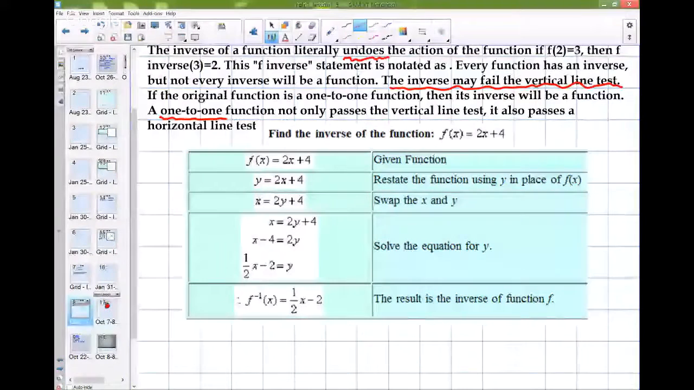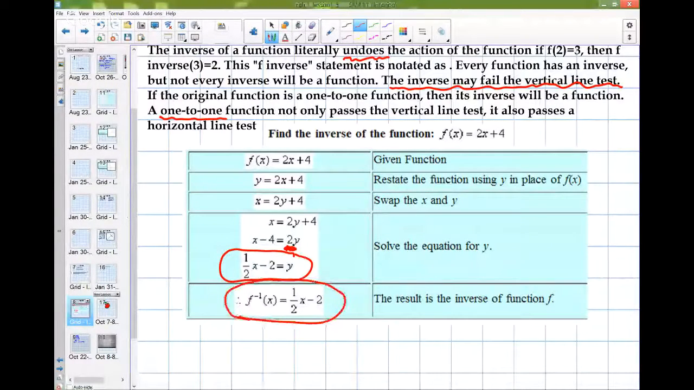Then just do your best algebra to solve for the new y. I'm doing that in this problem. After swapping, I needed to get the y alone, so I subtracted 4 on both sides. Then I needed to get rid of the 2 on the y, so I divided both sides by 2. So there, I've done it. The technical notation for that is f inverse of x equals 1/2 x minus 2.